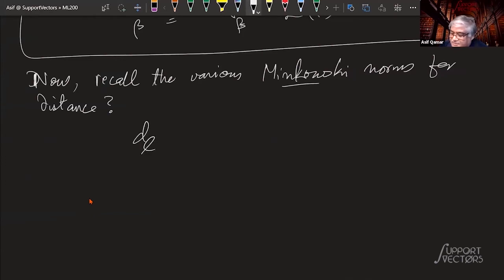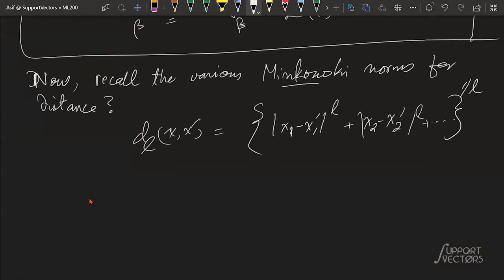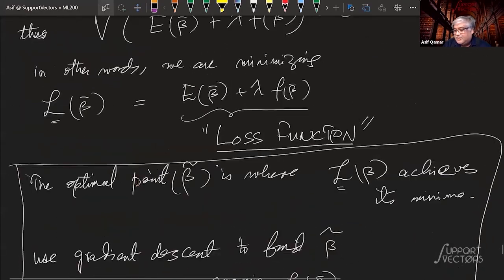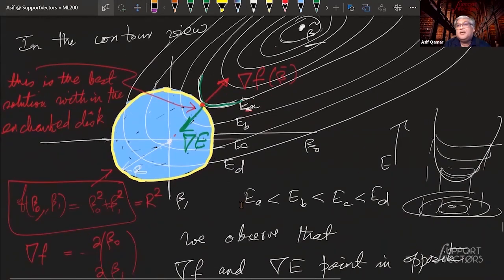If you remember, the Minkowski norm of 2 points x and x prime was equal to (x1 minus x1 prime) to the power L plus (x2 minus x2 prime) to the power L, the whole to the power 1 over L. Now comes the surprising thing. Look at this little disk that we made in the Lakshman Rekha that we drew here, the yellow line.